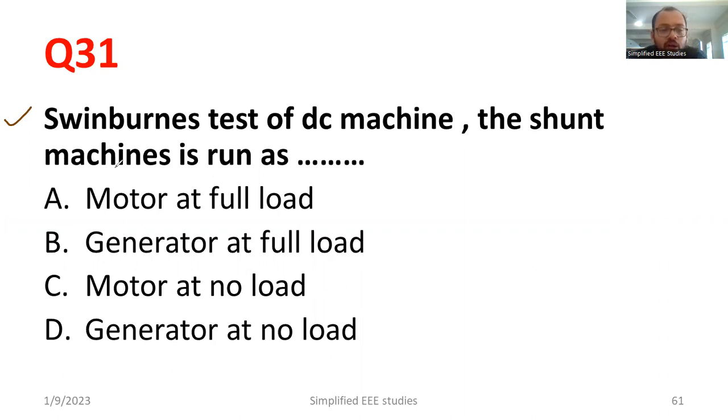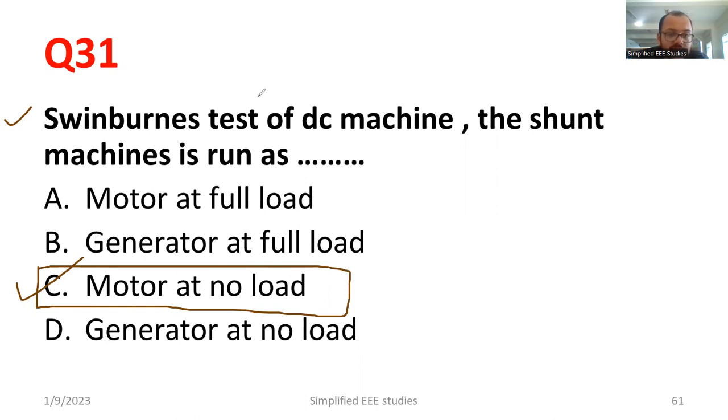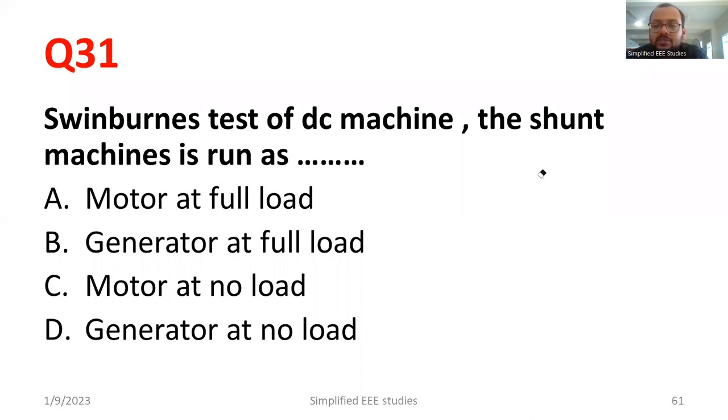What kind of DC motor are we going to use for Swinburne's test? We require a DC shunt motor. Is it a load test or no load test? Yes, it's a no load test only. Our ultimate goal is to predetermine the efficiency. That is the main purpose of Swinburne's test. So based on the options, the best answer is motor at no load. Kindly select option C. I think the answer is clear to everybody. You have to study Swinburne's test, wherever it is used and why it is required. Keep those important points in mind.